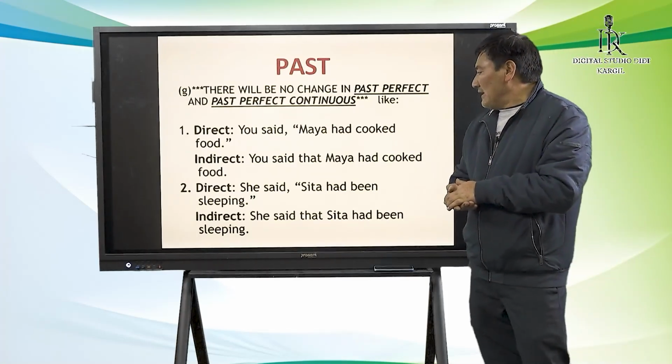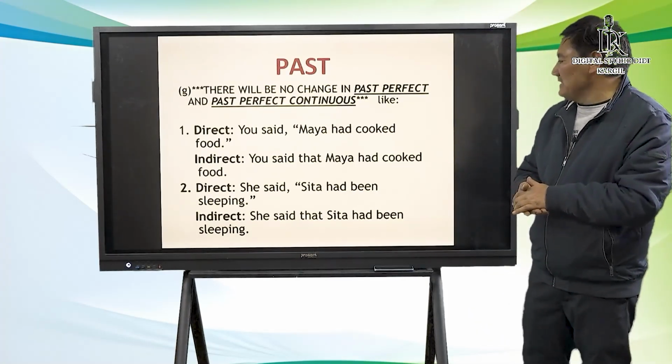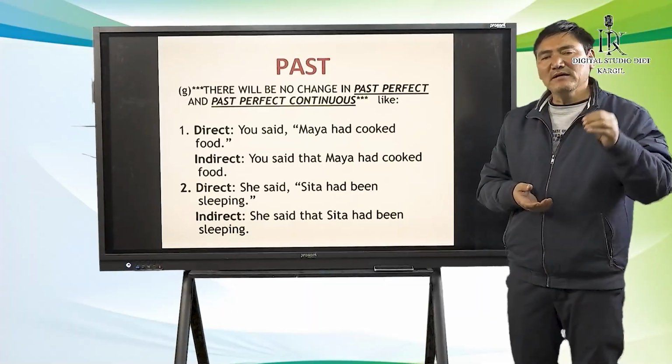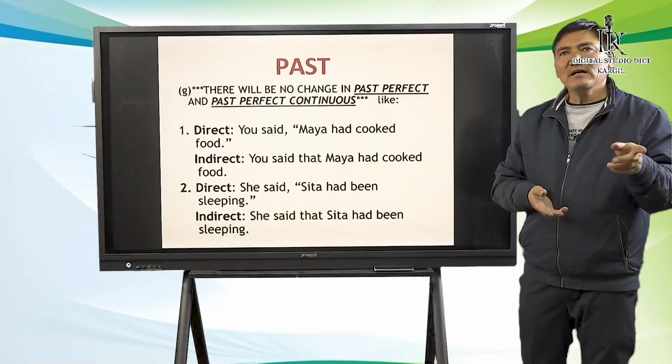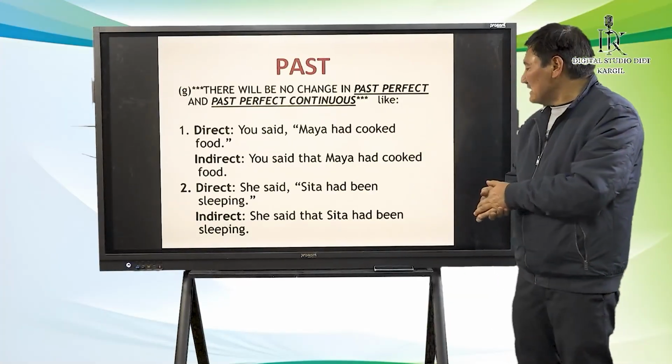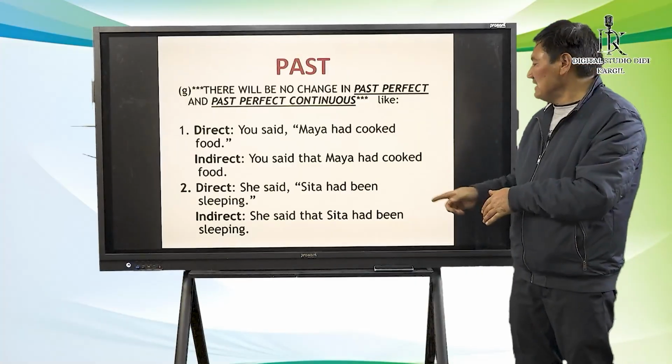Secondly, she said, "Sita had been sleeping." Sita had been sleeping. Had been sleeping is the past perfect continuous. This past perfect continuous will remain as past perfect continuous. She said that Sita had been sleeping.